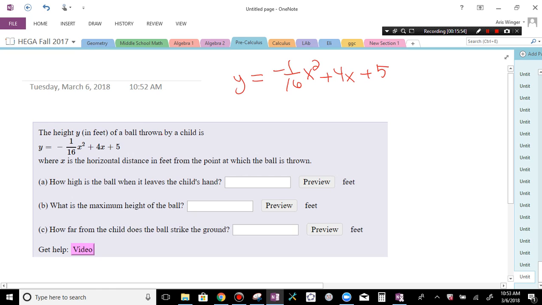A child throws a ball. X is the horizontal distance, y is the vertical distance. How high is the ball when it leaves the child's hand? So how high is it at the beginning? This is a question at the beginning. Well, at the beginning, the horizontal distance is 0. This is translated just saying plug in 0.